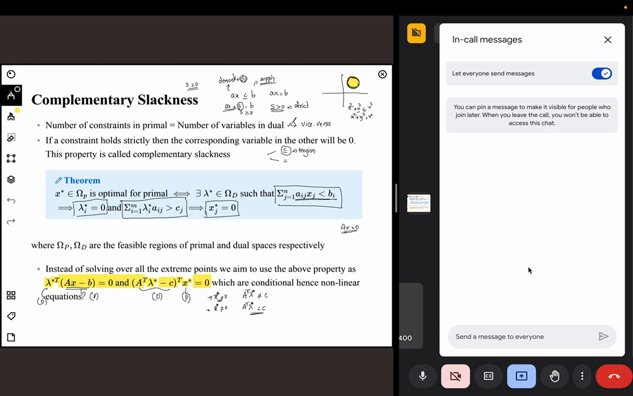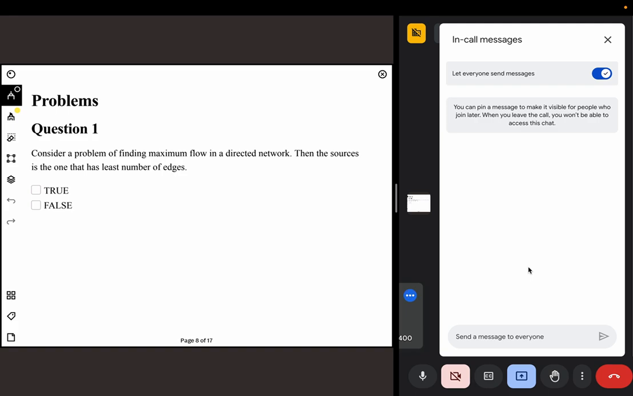Okay. Yeah, these are the concepts. Okay, we'll solve the problems now. We have time left. Okay.